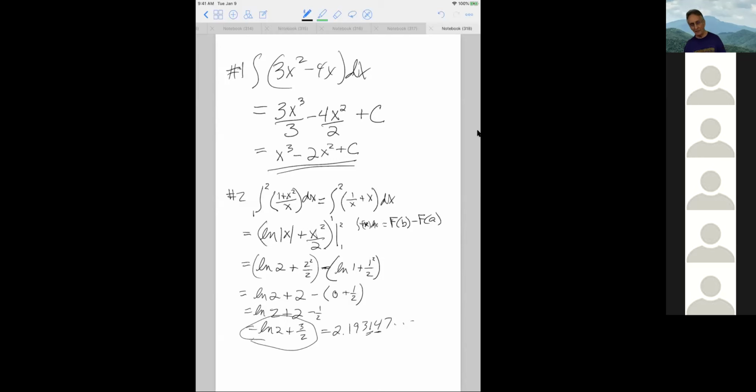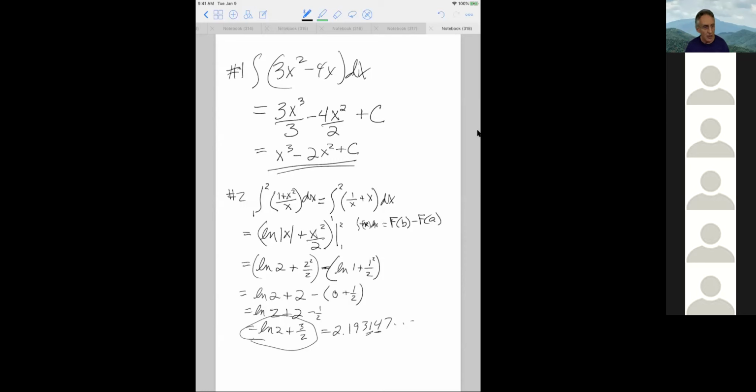So be conscious of it. If you haven't written it as a decimal, you'd get 2.193147 yada yada on your calculator, and wouldn't know necessarily that that's 1.5 plus natural log 2. Just be conscious of it and take in consideration everything. But that is the correct solution.